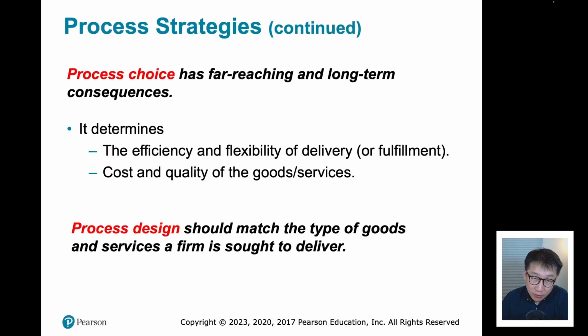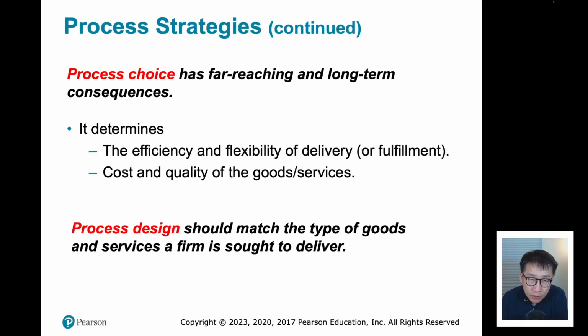So the second question I'd like to remind you is, why do I say process choice has far-reaching and long-term consequences? It is because your process choice will determine every aspect of your business for years to come. Okay, first and foremost, once a process is picked, it is very difficult to change because your machine, your equipment, your training manual, your corporate cultures, everything will be aligned with your process choice. Therefore, it's very difficult to change in a short amount of time.